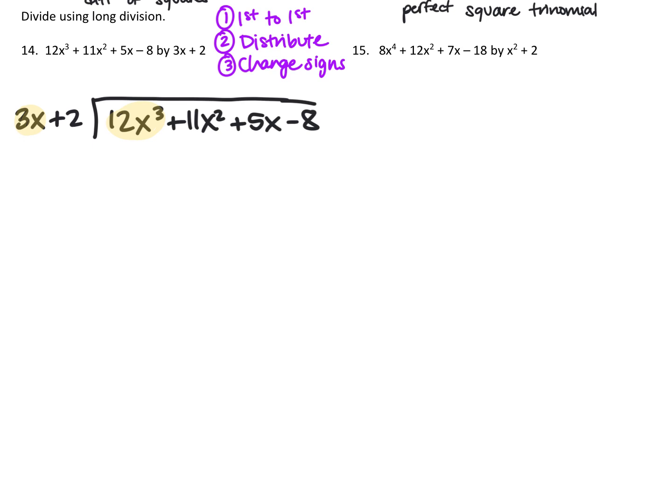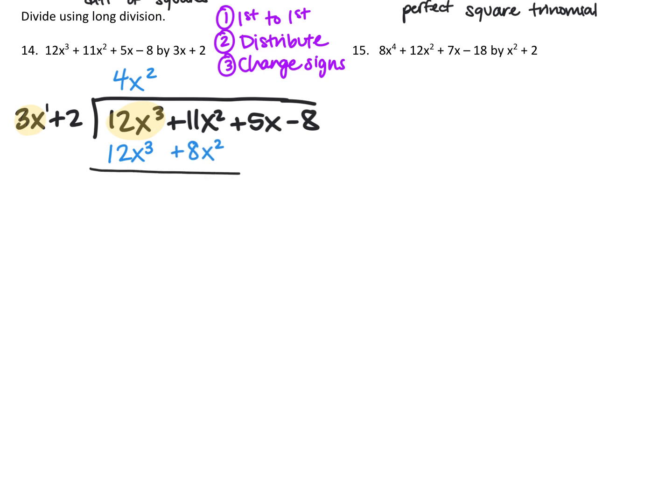That would be 4x squared, because remember this one has a power of 1. You can just check that really quick. Now we go ahead and distribute. What I mean by that is I multiply 4x squared times both 3x and 2. So I get 12x to the third, and then 4x squared times 2 is 8x squared.